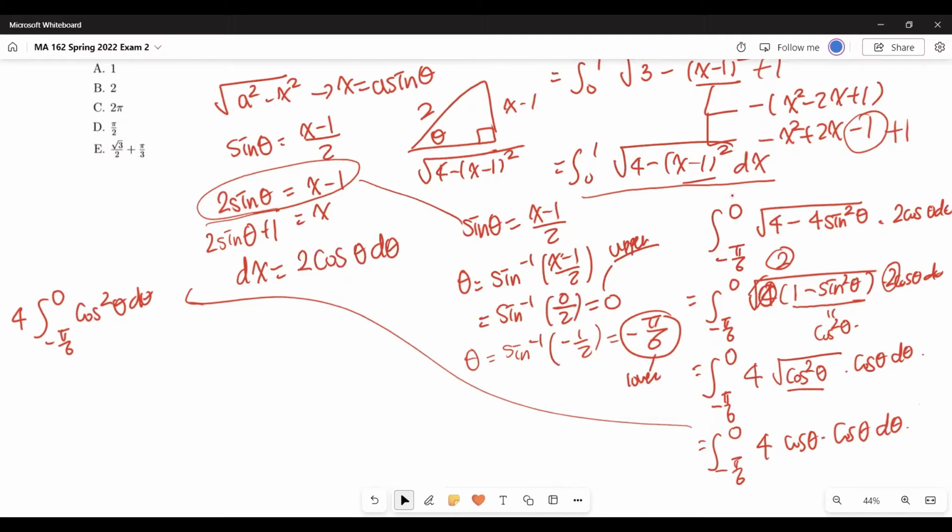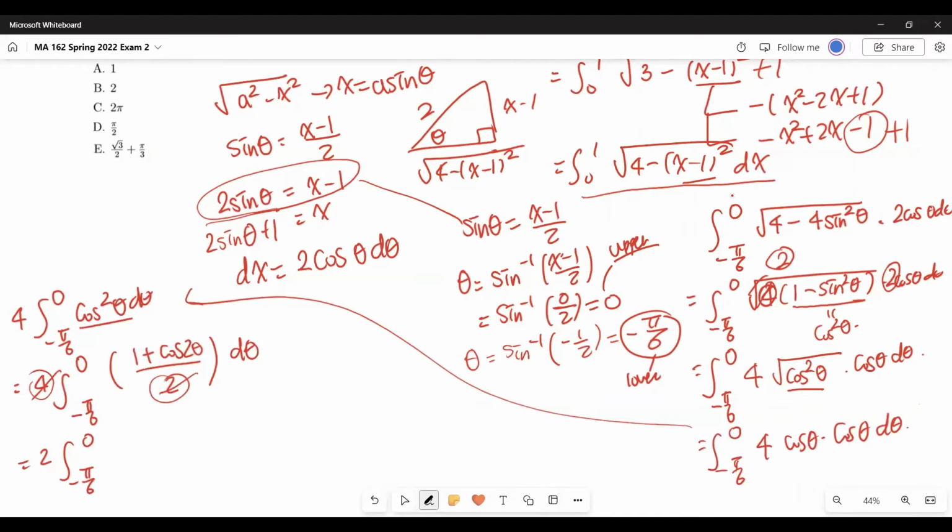Okay, we have that, and then it's cosine squared theta. So what you can do for this question, if you remember the double angle formula, is write this as 4 times the integral from negative pi over 6 to 0, and cosine squared theta can be written as (1 plus cosine 2 theta) over 2, d theta. Then you can cancel out 4 and 2 by dividing. So this just becomes 2, negative pi over 6 to 0, 1 plus cosine 2 theta d theta. If you integrate this, this just becomes 2 times (theta plus sine 2 theta over 2), from negative pi over 6 to 0.